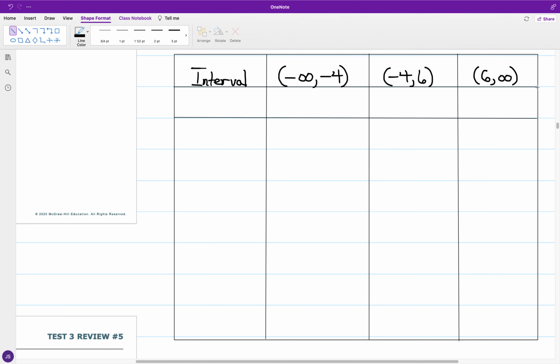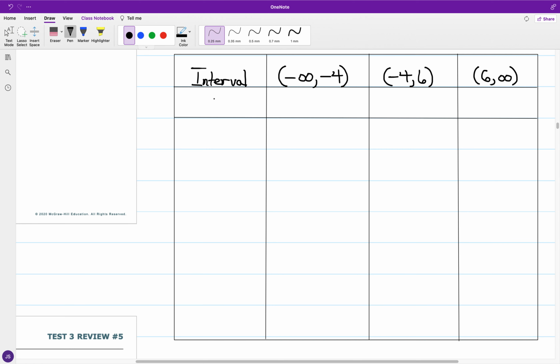Among the test values that can be applied, for the first interval we can select anything less than negative 4, or on a number line, anything to the left of negative 4. It would have to be a value more negative than negative 4, so we could go with, say, negative 5. Anything between negative 4 and 6 we can test out. We can go with 0. And anything greater than 6, we'll just go with the number 7.